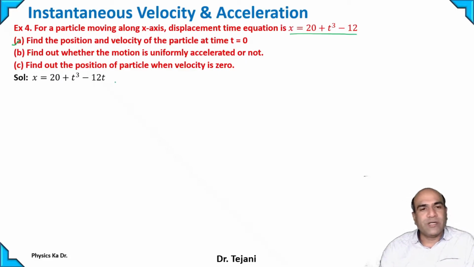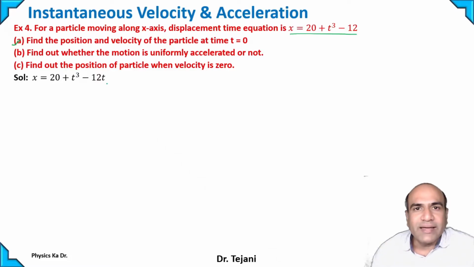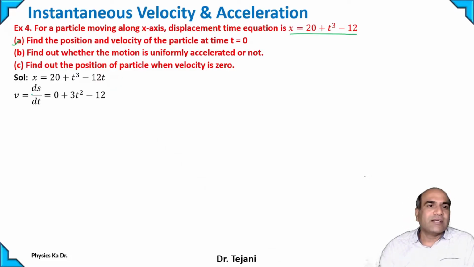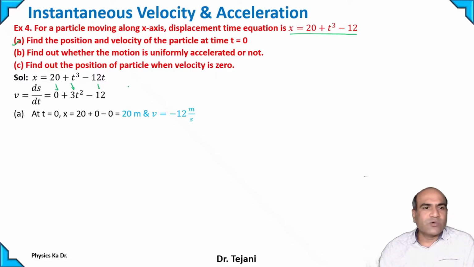x is equal to 20 plus t cube minus 12t. Here the differentiation gives us velocity: 20 becomes 0, t cube becomes 3t square, and 12t becomes 12. Put t is equal to 0, we can find x is equal to 20 meter and velocity is equal to minus 12. This we have already done. So one is not difficult.